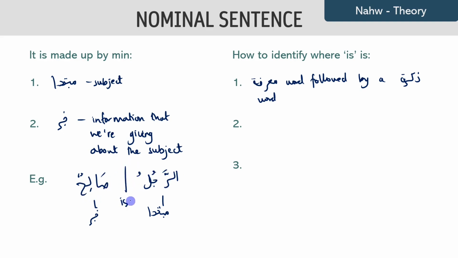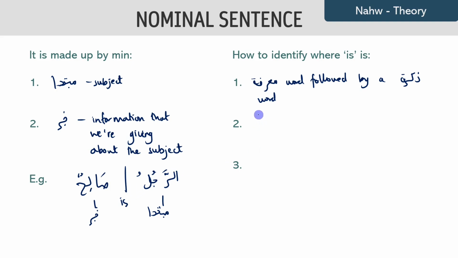And by break, I mean that there is no more connection between rajul and salihun. Like this is not an idafa, this is not mawsuf sifa. This is literally none of the fragments that we have learned, and because there is no connection, we put an is in the middle. So if you see a ma'rifa word followed by a nakira word, you put an is.